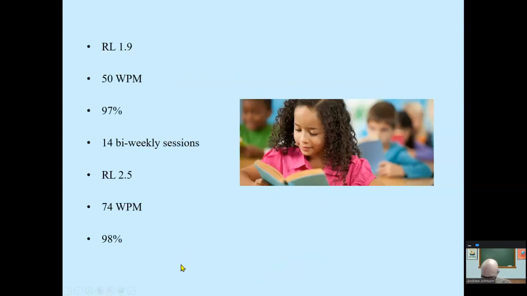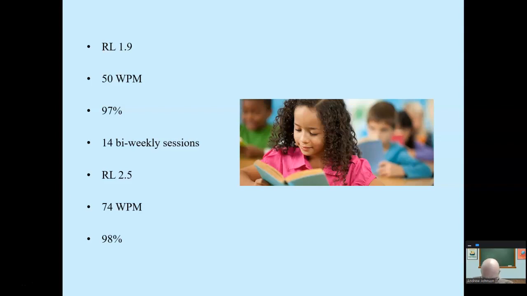Josie was a third grade student in California with whom I worked online. Before our first session, I listened to her read passages at grade level 1.9. She read 50 words per minute with 97% accuracy. Seven weeks later, after 14 sessions, she read passages at grade level 2.5. Here she read 74 words a minute with 98% accuracy.